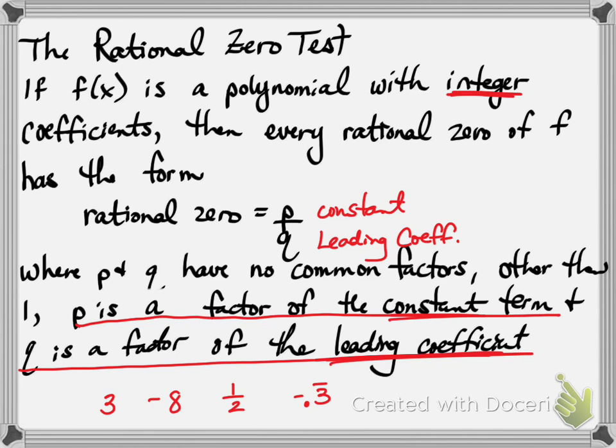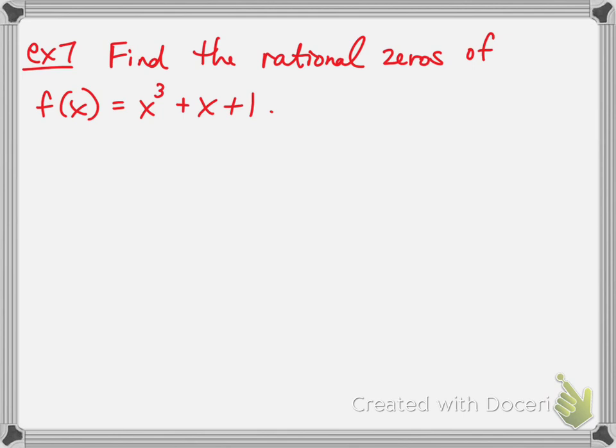It won't help us to find the irrational zeros. So if for some reason our polynomial function has a zero that's like at pi, or a number like 3.287 and so on, and it never repeats and it never terminates, it won't help us to find those. But we can find all the rational zeros. So we're going to find the rational zeros of this.